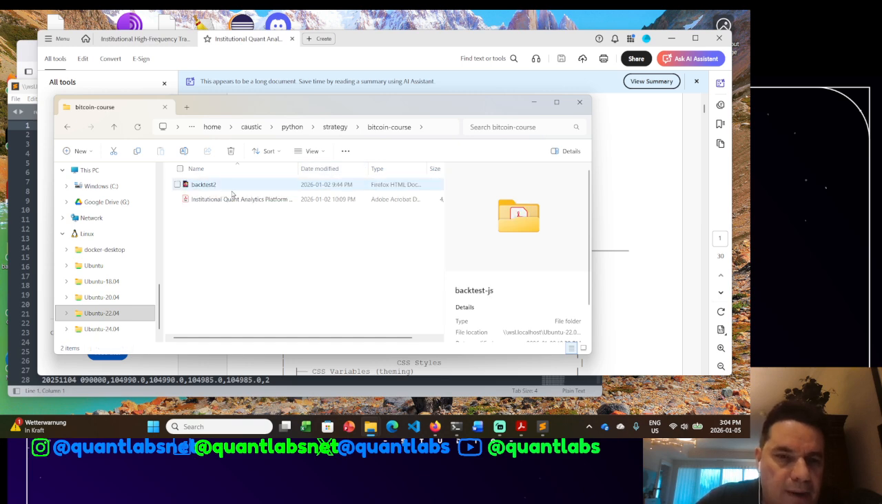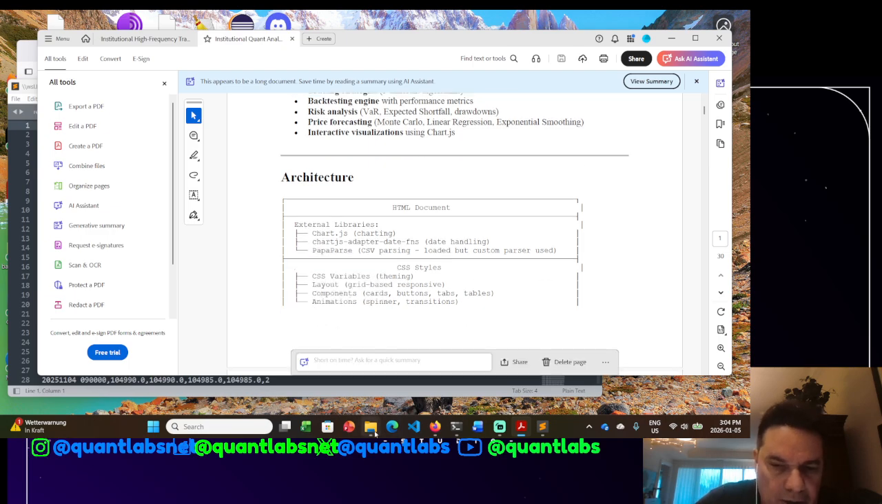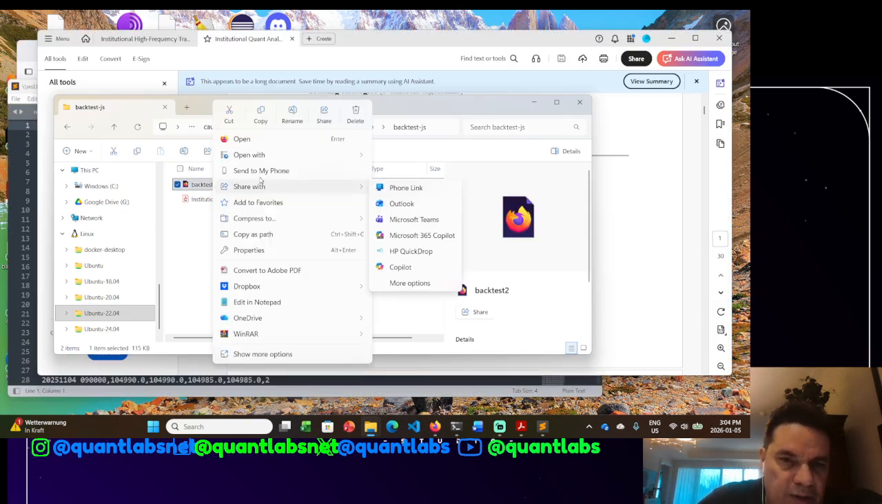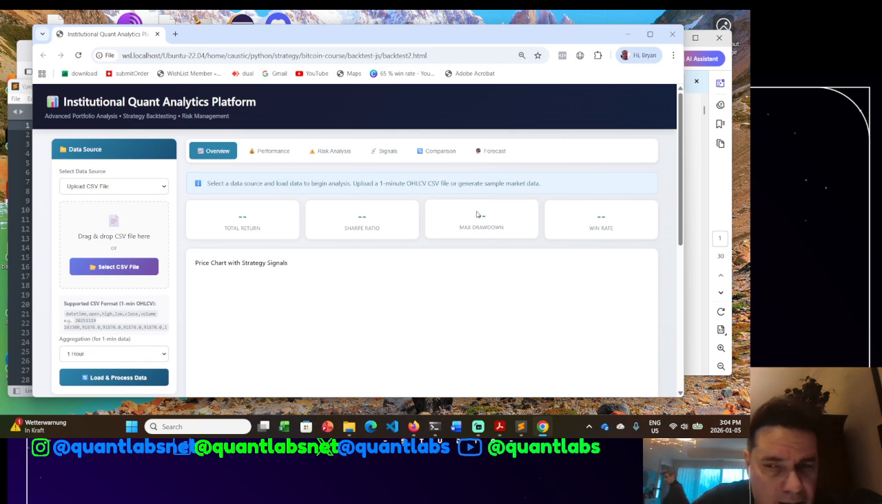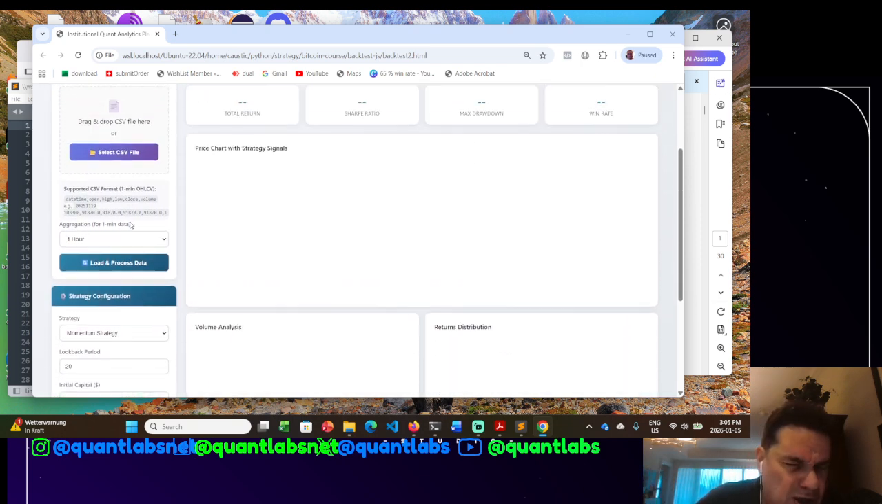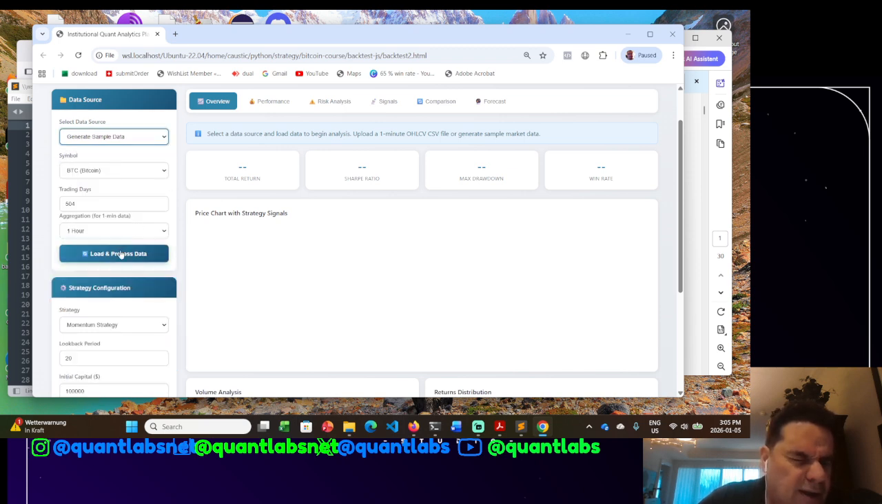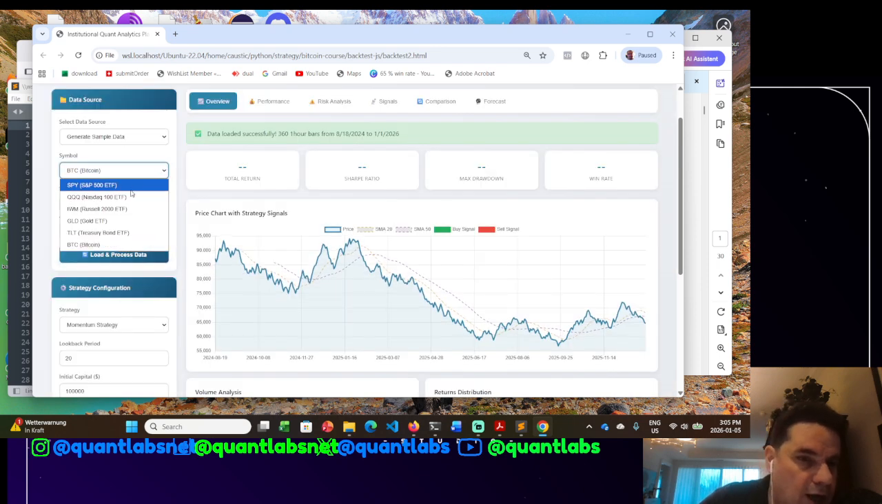So coming back to this with the architecture, let me load this up again. Just right click, for all the newbies, and open it up with a browser, whatever you're used to. That's one thing I do like about HTML and JavaScript. Here I'm going to use just generated data. I don't know why it gives you all these different assets, but obviously we're focusing on Bitcoin, simulated.